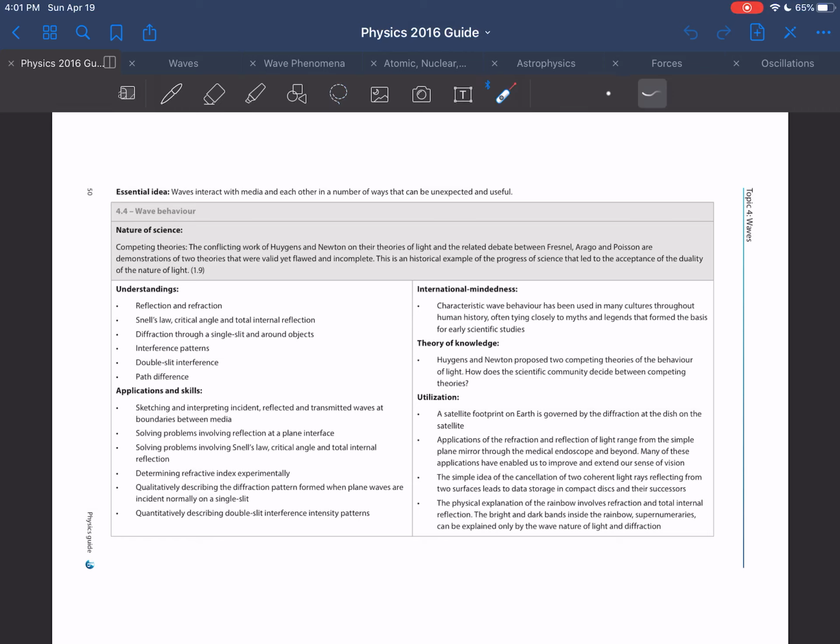Hello everyone. In this video we will continue to examine topic 4.4, wave behavior, and in particular we will continue to examine the phenomenon of double slit interference, path difference, and the quantitative analysis of the double slit interference pattern.